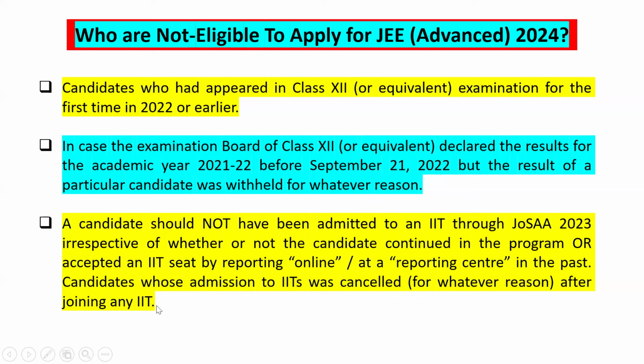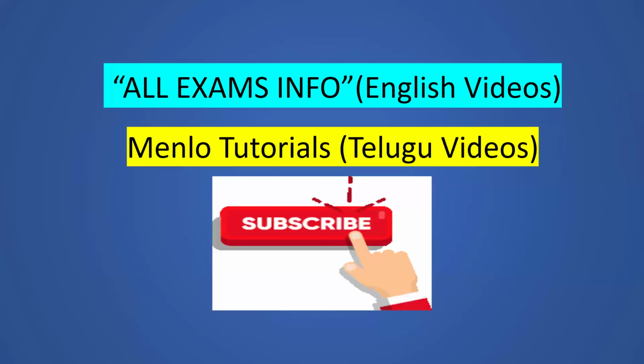That is, initially the student joined an IIT, but unfortunately due to several reasons the admission is cancelled, then those students are not eligible to write this JEE Advanced examination to rejoin IIT institutions. So these are the eligibility and non-eligibility criteria to apply for JEE Advanced examination. I hope you got the information about JEE Advanced 2024 examination eligibility criteria. Students, please check all these criteria to check whether you are eligible or not to apply for this examination. After that only you should apply, within the due date only.